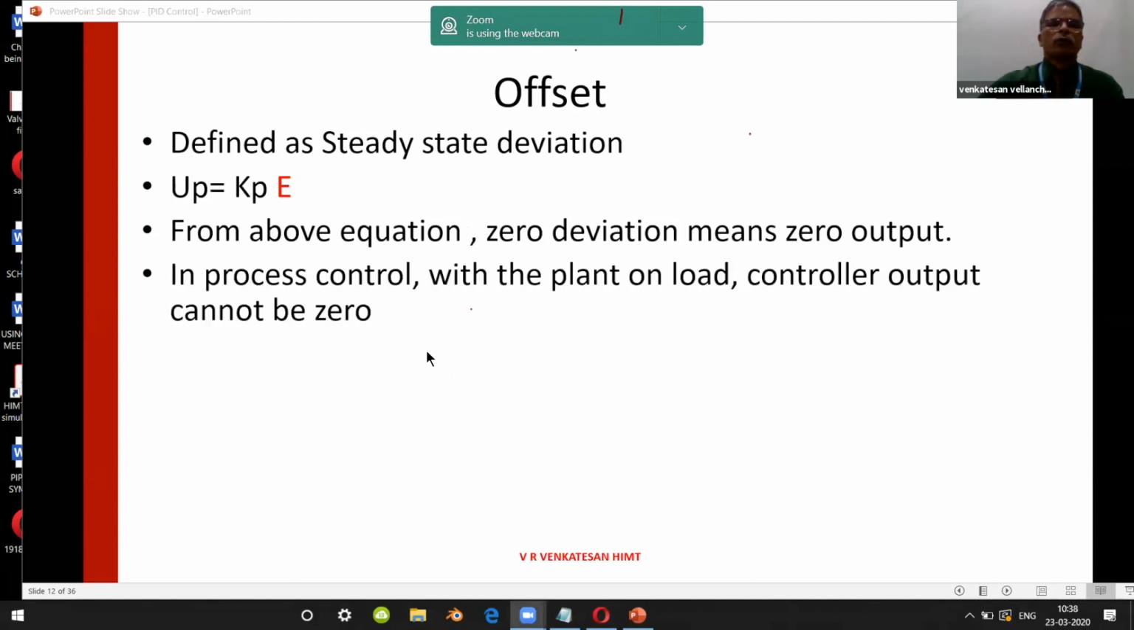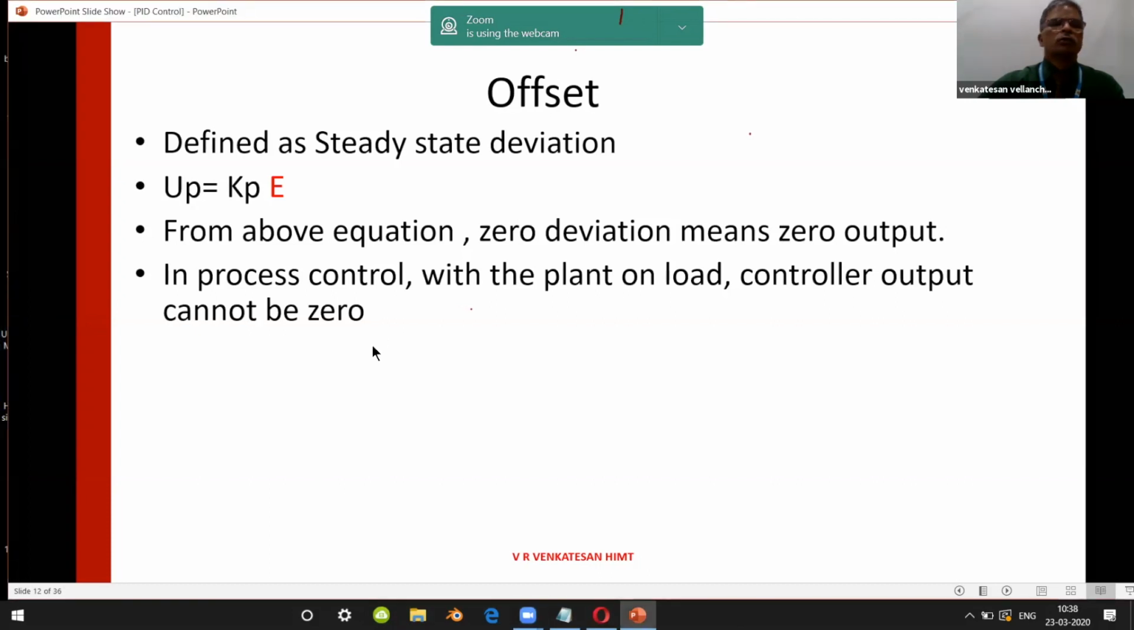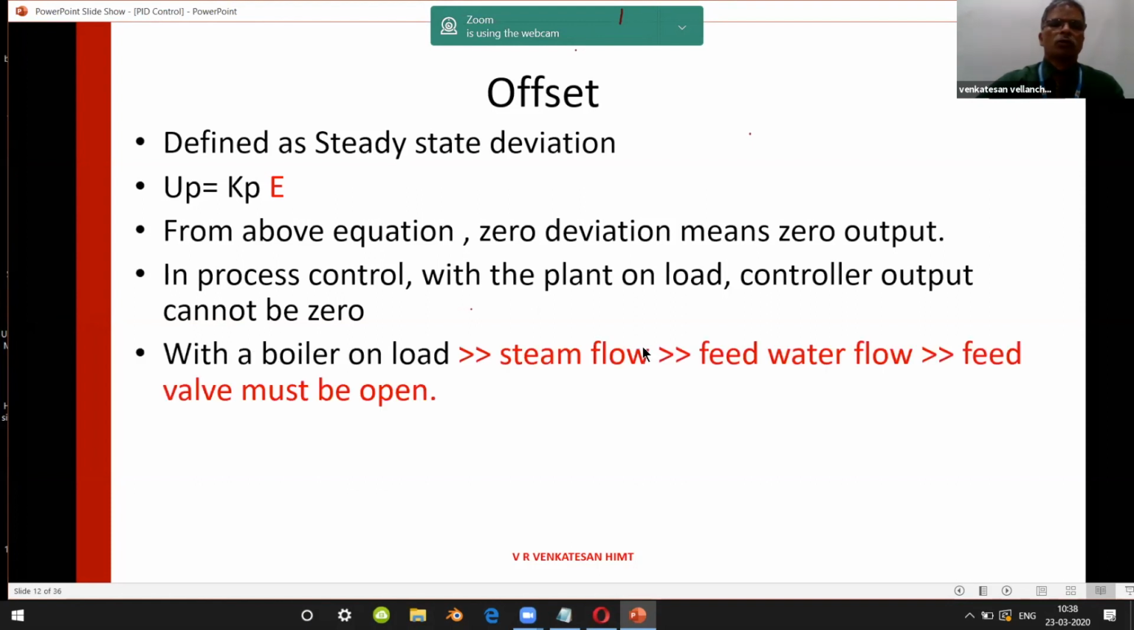You look at applications where the process is on load, the controller output cannot become zero. For example, if your main engine is running, you cannot fully close the steam valve for heating, or you cannot fully bypass the cooler. So when the plant is on, then load must be there. So in that case, if you use proportional control, it will mean deviation also will be there.